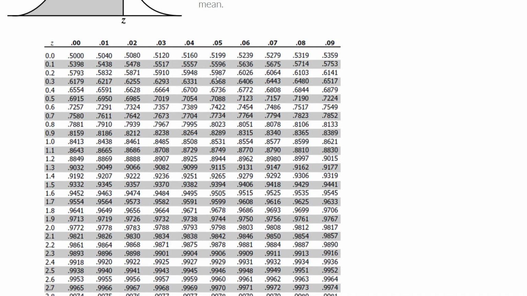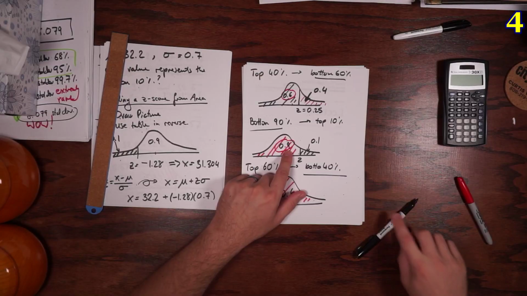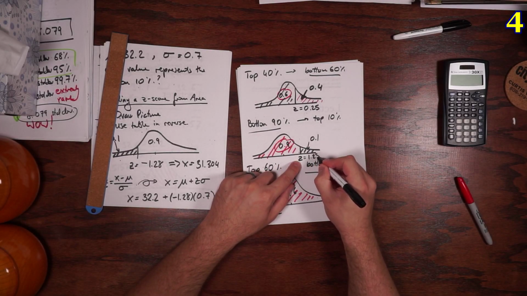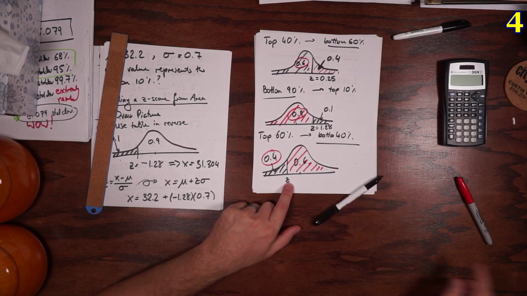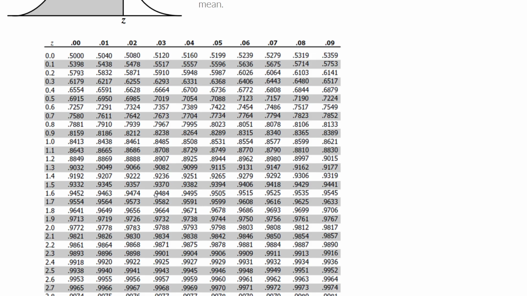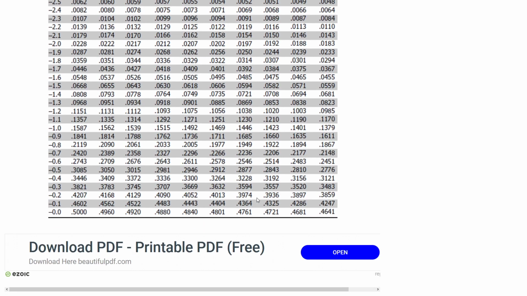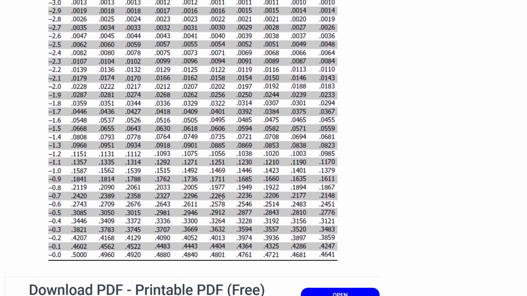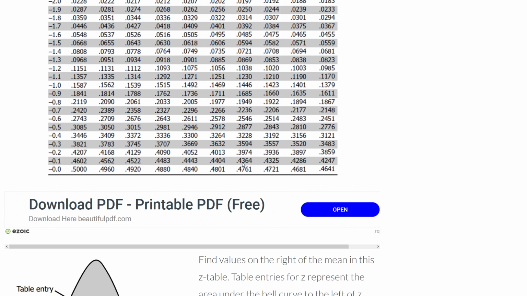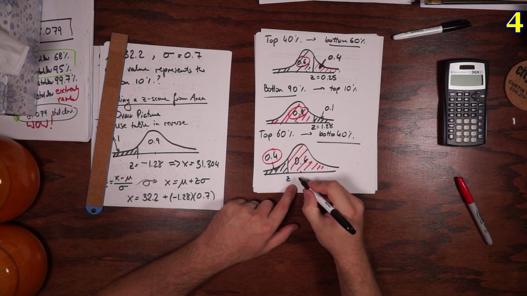Next one, we're looking up 90, and 90% shows up, and then it's 1.28. So this is equal to 1.28. And then the last one is 0.4. We need to go to the other table. This one, it's negative 2.5. Negative.